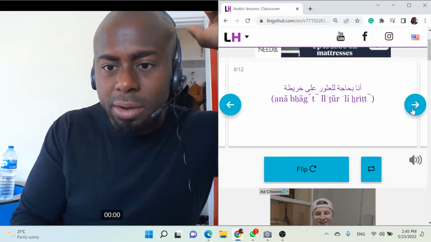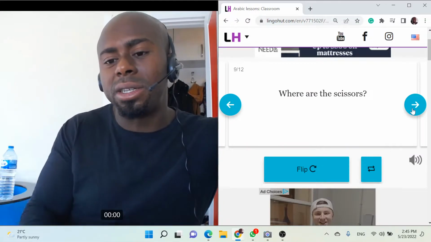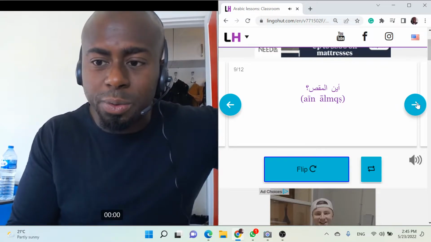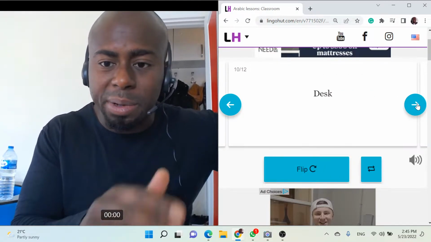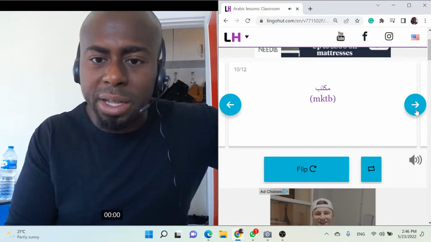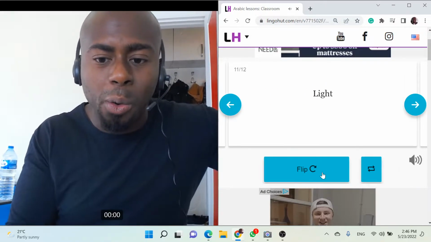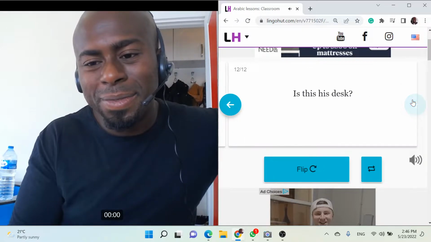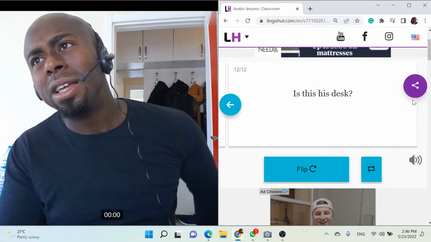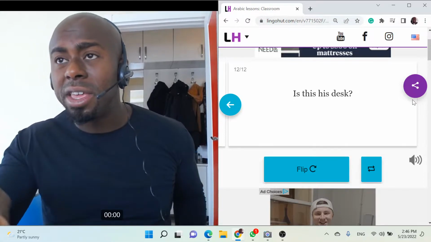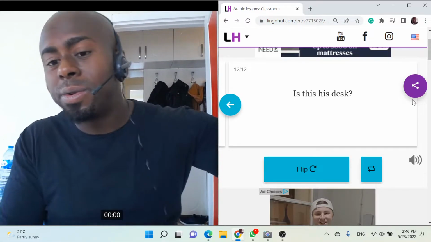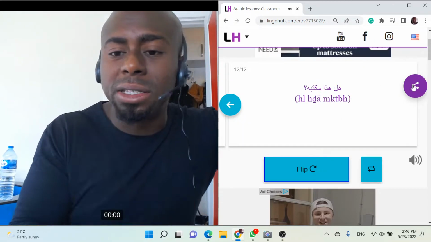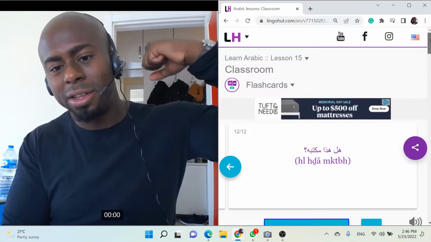Okay. Where are the scissors? Aina al-miqass. Desk is maktab. Light, daw. Is this his desk? Hal hadha maktabuhu? هل هذا مكتبه؟ Okay, alhamdulillah. Those are the flashcards.